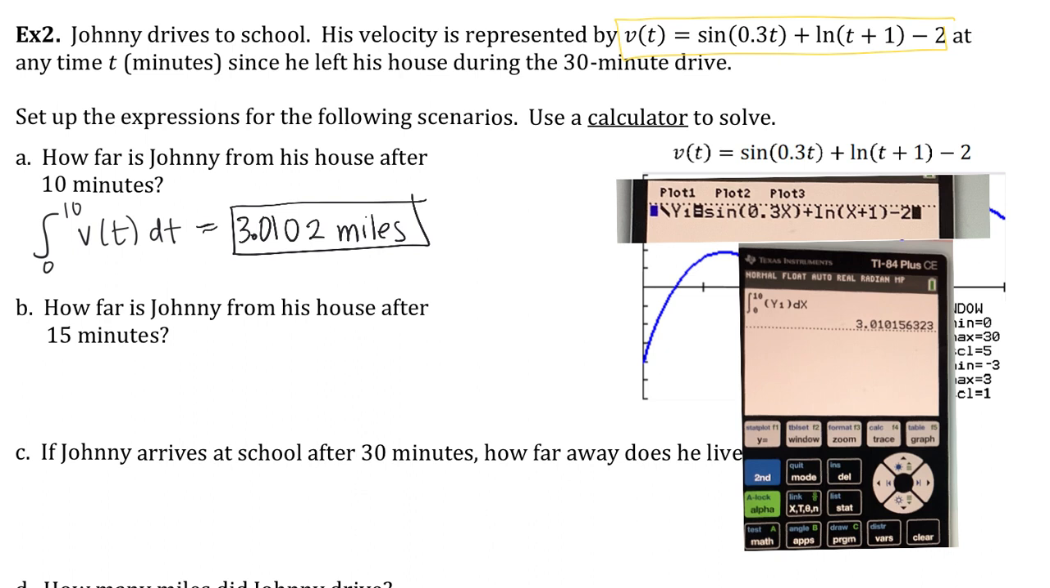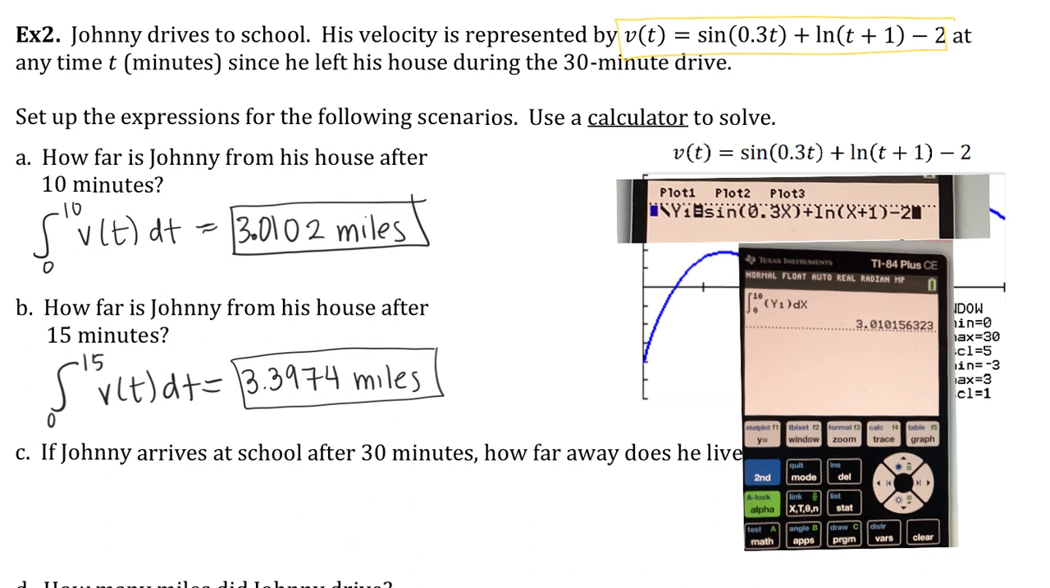Now they're asking how far is he from his house after 15 minutes? It's going to be a similar problem. Now I'm going from 0 to 15. I'm still going to call v of t dt, and I enter this again from 0 to 15. If I use y1, I don't have to retype the function again. Go ahead and try it in your calculator. It looks like we should get about 3.3974 miles from his house after 15 minutes.